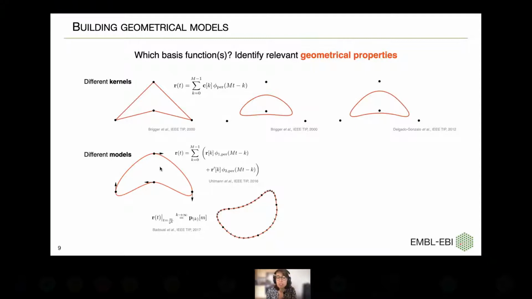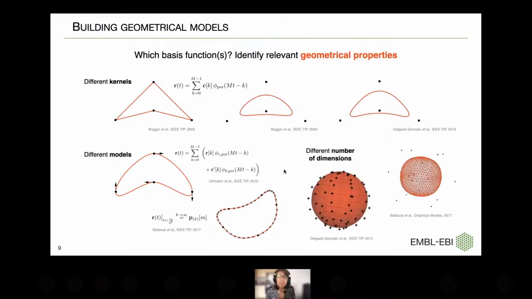For instance, an object that has different types of smoothness depending on where it is on the object, or an object that becomes more complex over time, for which we can add parameters as time goes by. And obviously there is also the question of how many dimensions you want. So are you constructing a 2D object, a 3D object, a 4D object, or even more?